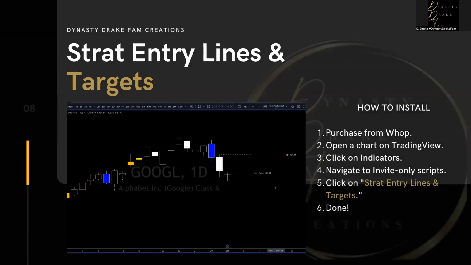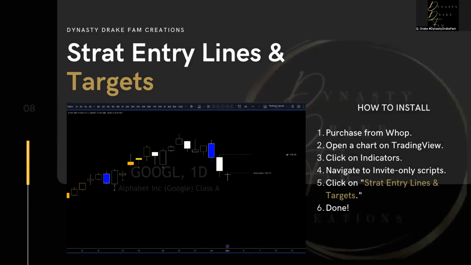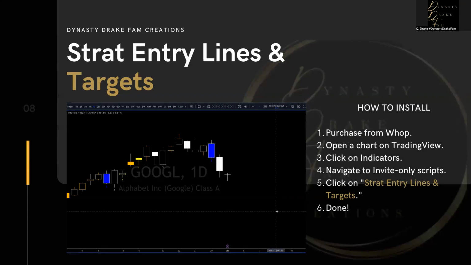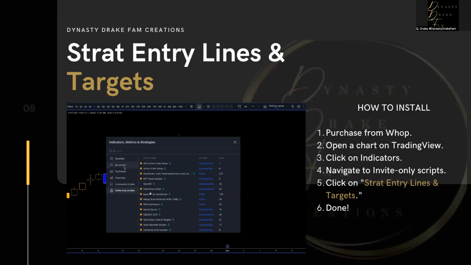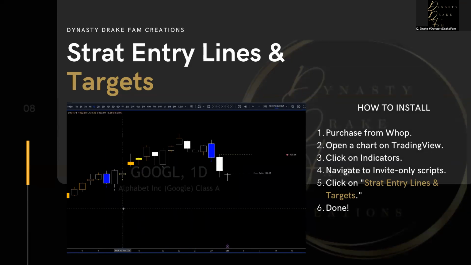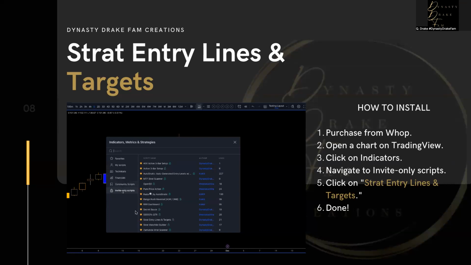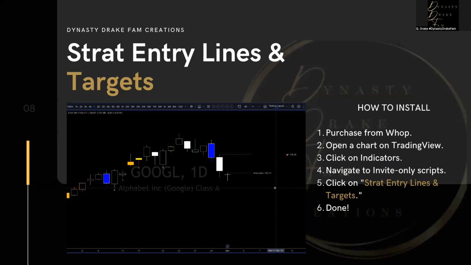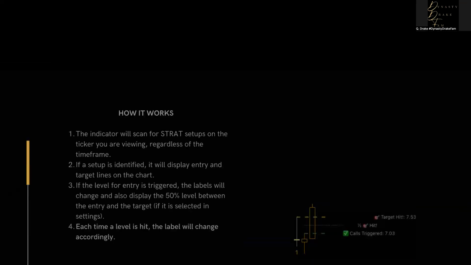So let's start with the strat entry lines and targets. First, once you purchase those, you need to be able to install those, right? You open your chart on TradingView, you click on the indicators, navigate to the invite only scripts, click on strat entry lines and targets, and just like that, you're done. So if you see the video here, you can see it's pretty simple. You go to it, you click it, and boom, there you go. You have access to your indicators.